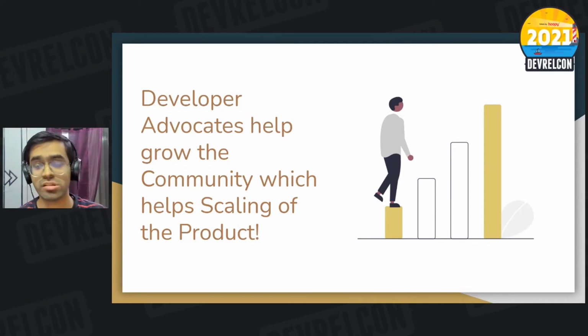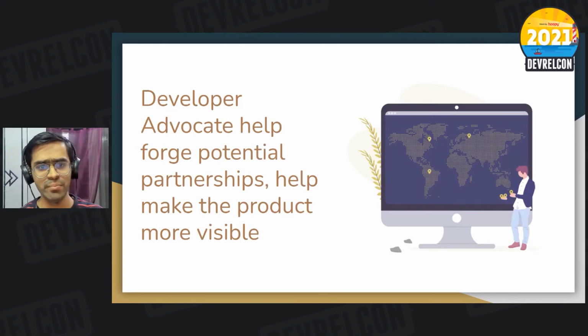And then of course, as we just looked at, as we expand this community who is involved with the product itself, this can help scale the product as well. And moreover, the developer advocates really help forge other partnerships as well, because they are really active in the developer ecosystem. They are going to different conferences for talks. They're attending meetups, and they can represent your product from your startup at these particular events, and they can help make the product more visible. They can help get in a lot more potential partnerships.